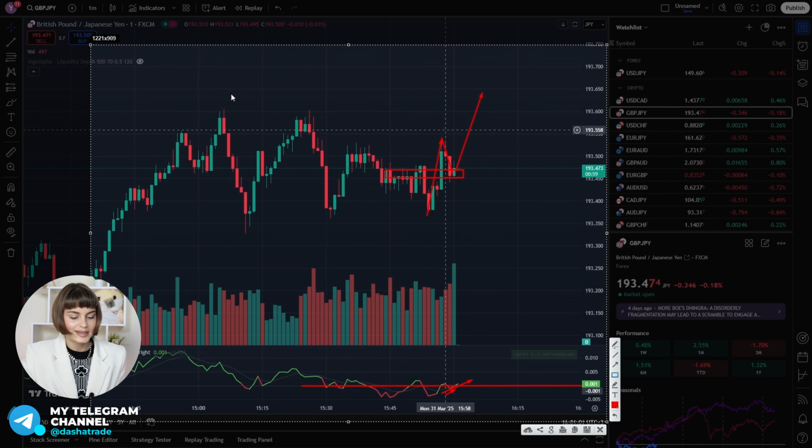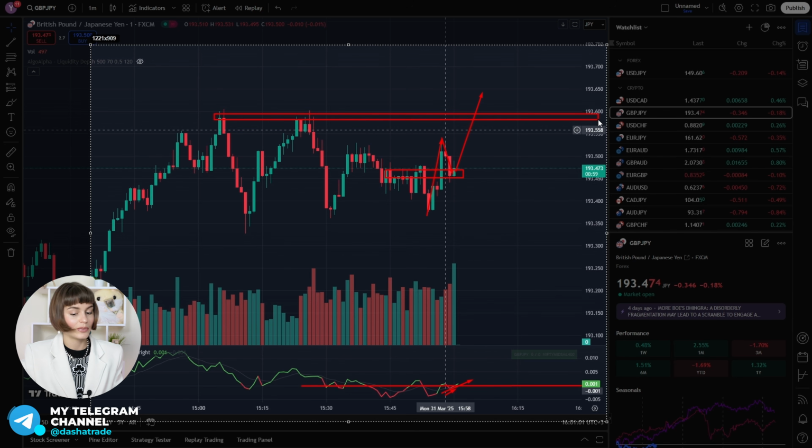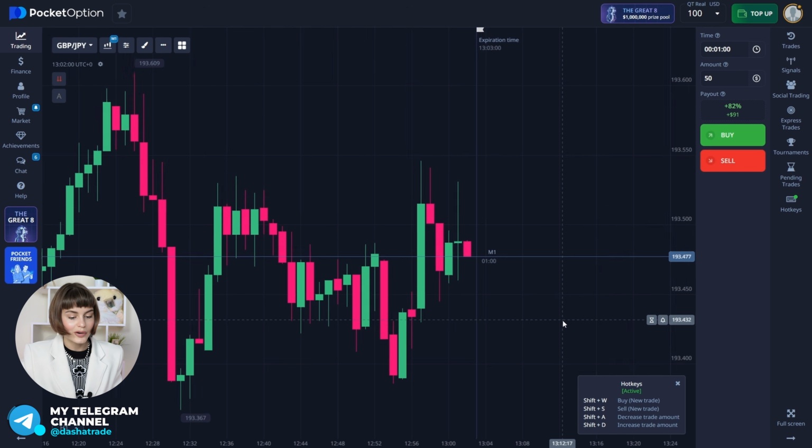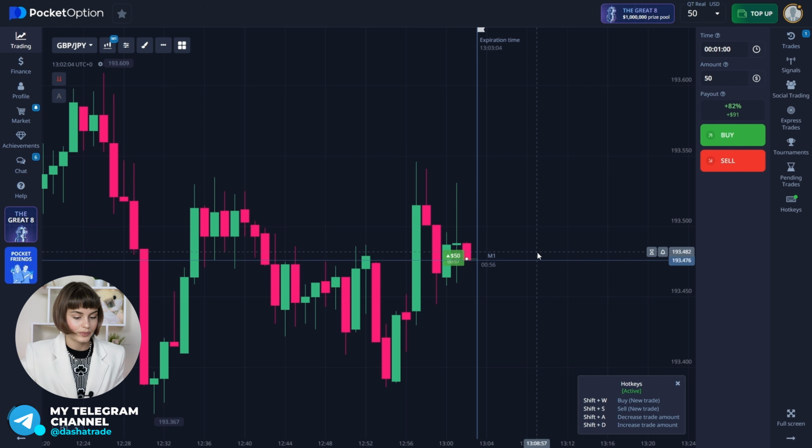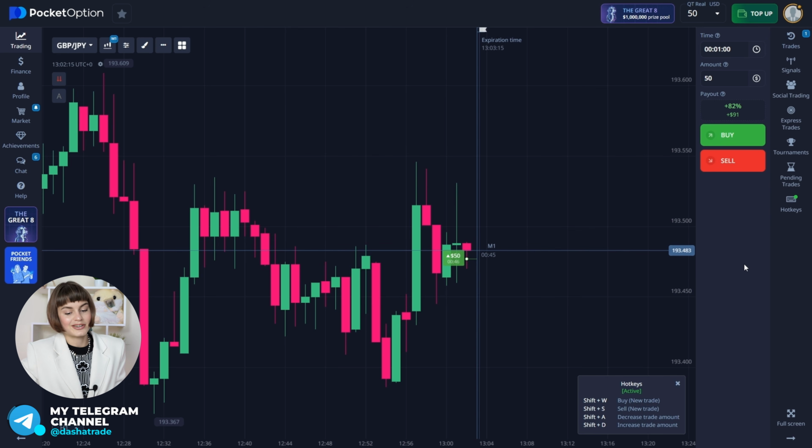It also indicates a continuation of the upward movement. And at the top, I see certain resistance levels that the price will most likely strive for. So I open the desired currency pair and immediately open a deal to buy. I used $50 for the deal. In case it closes in a profit, I will earn the net profit of 92% or $41. So now we just sit and wait for the result.